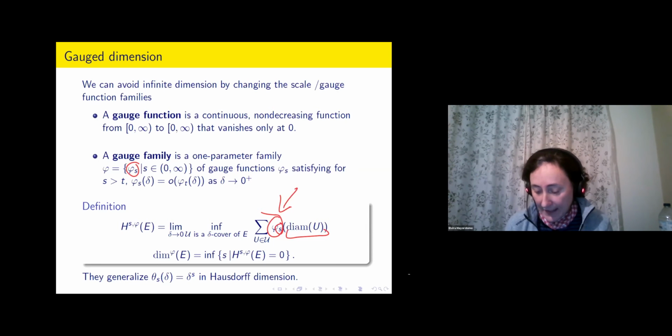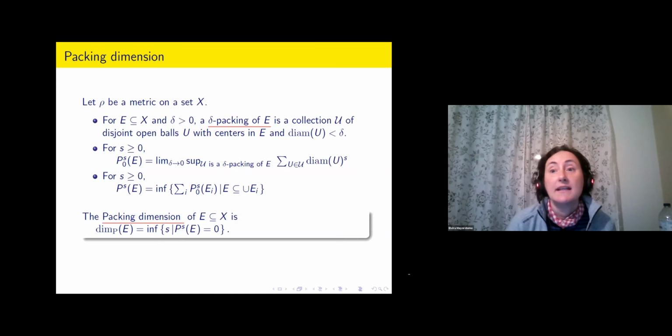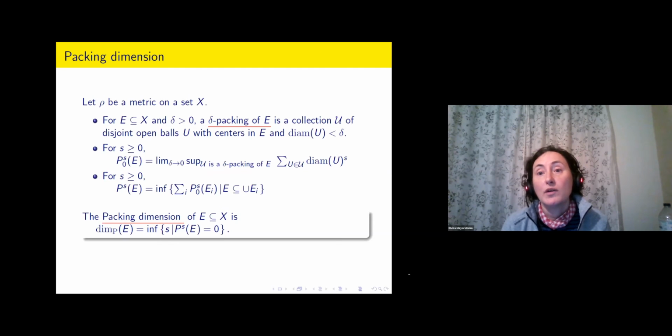They generalize the usual case. We also have packing dimension, which is kind of the dual. Instead of coverings, now you have packings. Packings means that you have disjoint open balls, and they have diameter delta, and you're looking now at the supremum, the biggest size of balls inside E, and this gives you P0s. That's still not a measure. You need to take an extra quantifier. You need to take countable unions and apply P0s to each of the elements of that union.